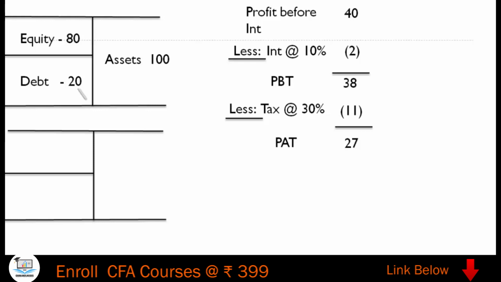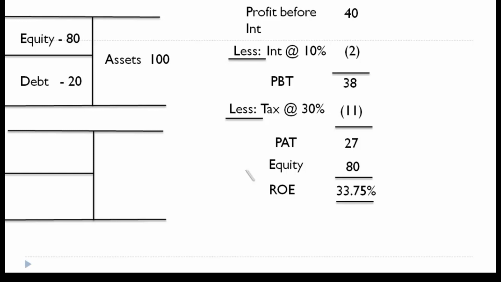So with the available profit, we have paid interest, we have paid tax, now it is the turn to pay the owner. So what is the profit available for the owner? It is 27. And what is the investment of the owner? It is 80. So we'll write here the owner's investment or equity is 80. So the 27 on 80 is the return available for the owner, and it is 33.75%. So this is the scenario we discussed, where the equity funding is 80% and debt funding is 20%, and the return available for the owners is 33.75%.